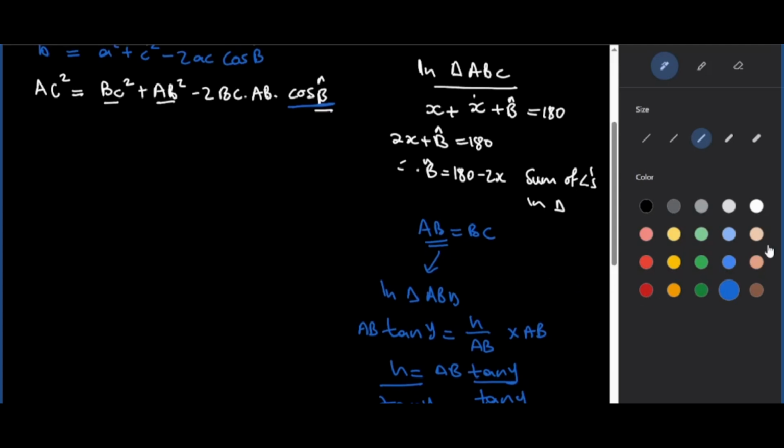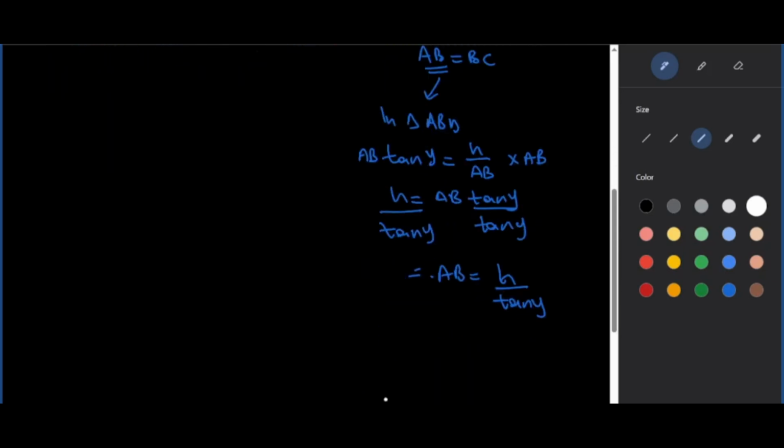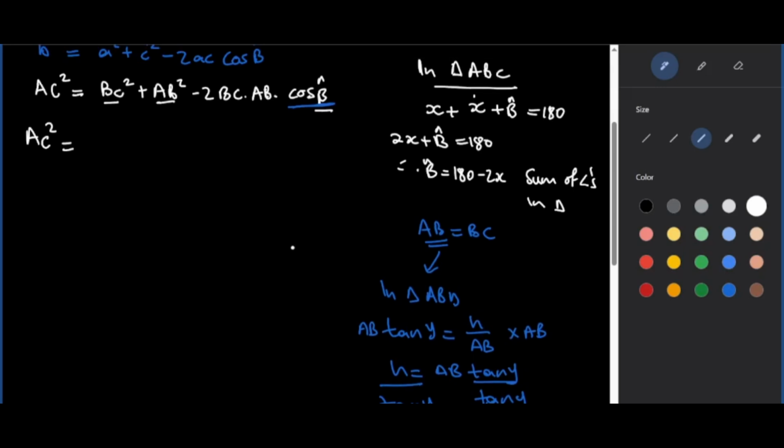Let's substitute everything that we have now. So we are looking for AC. This will be my AC squared. It equals BC. We know that BC and AB are equal, so it will be H over tan Y. Can we substitute that? Yes. Do you want us to put it there? Yes, sir. Okay. You know what I'm going to do? I think if we substitute this, we're going to have a very big problem.